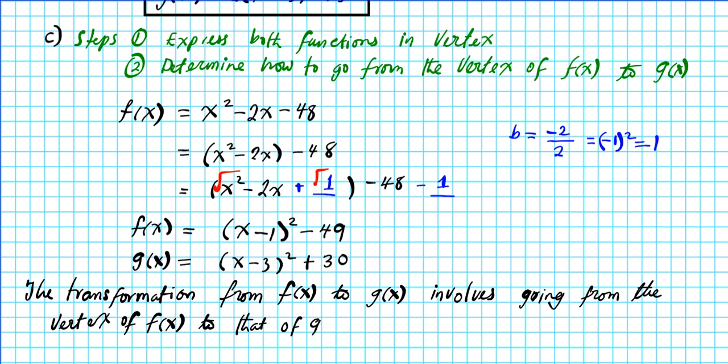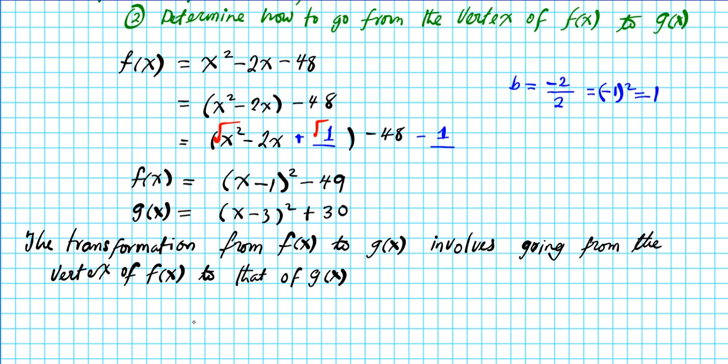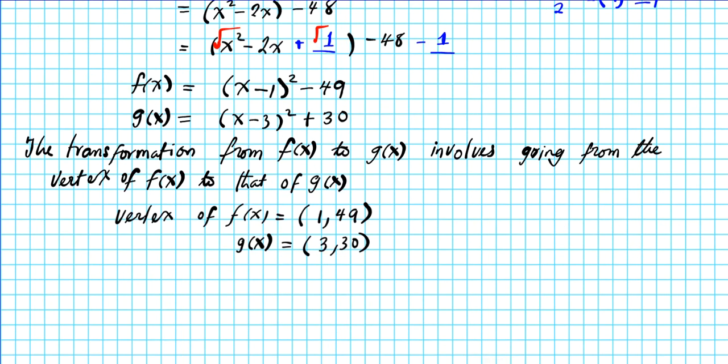Okay? Alright, so what's the vertex of f of x? The vertex of f of x is (h, k), remember? So it's going to be (1, -49). And then the vertex of g of x is (h, k) here, so it's going to be (3, 30). Alright, so what's the transformation? Let's take a look at that.